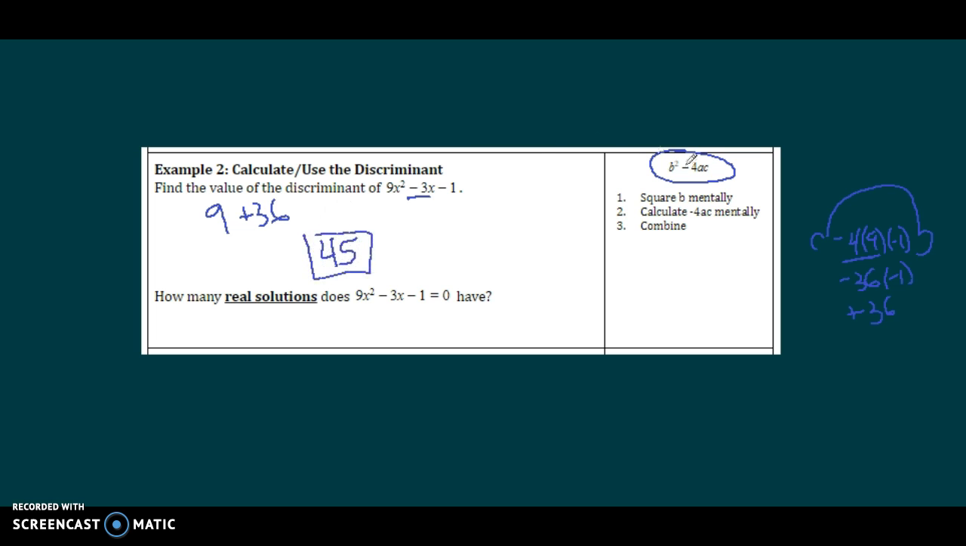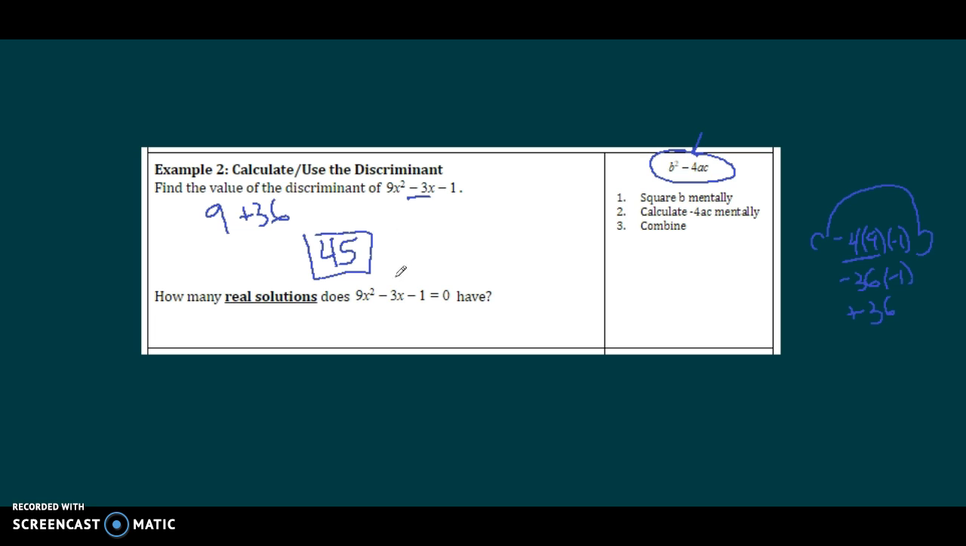I do want to point out that because I use -4ac in my head, I've taken care of the fact that this minus sign is here, and because the answer to -4ac was positive, that's why I have a plus sign here. If the calculation -4ac gave a negative number, then I would be subtracting.